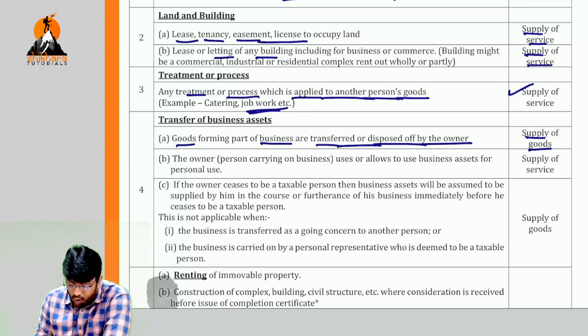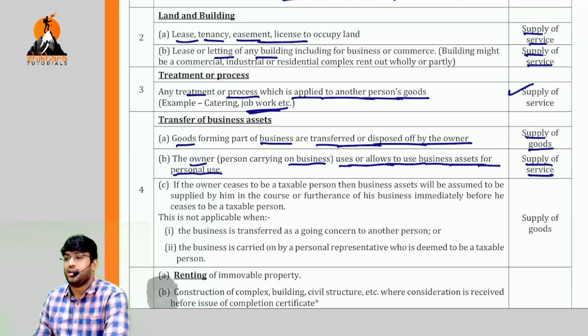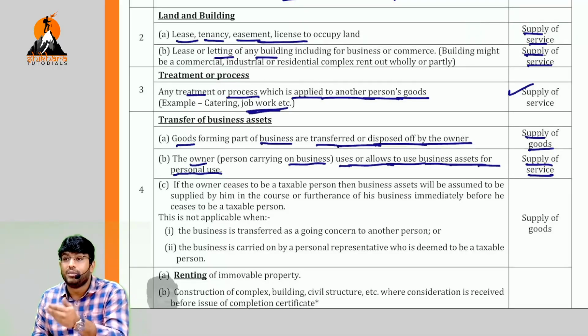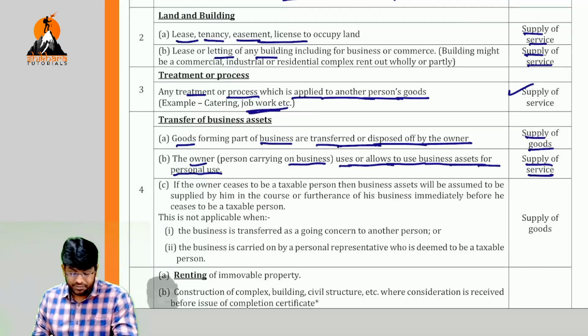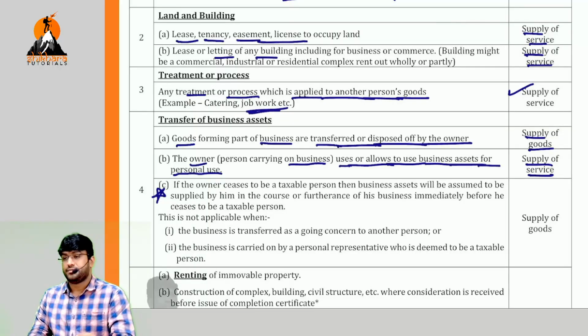Starting only they clearly told goods. Owner, person carrying on business, uses or allows to use business assets, for what use, sir? It is supply of service, because ownership is not transferred. We are just allowing him to use it. Next point, important, put a star mark.